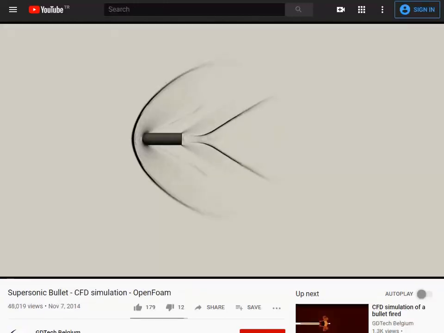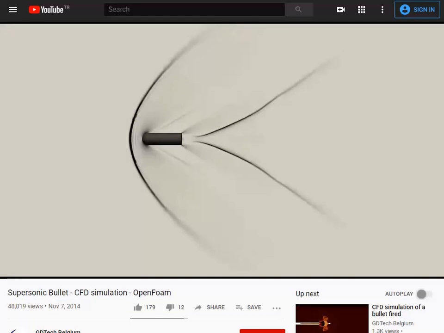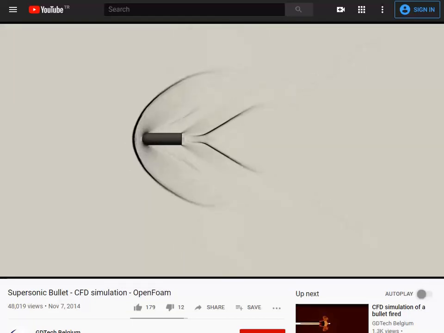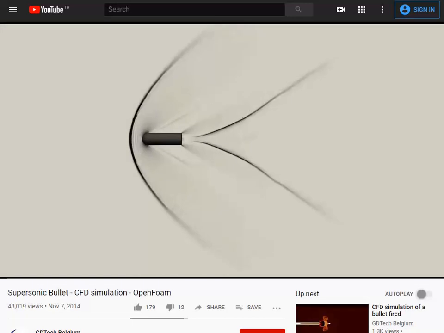And this one is a CFD simulation of the Mach 1.6 flow over a blunt-nosed bullet. Formation of the bow shock ahead of the bullet can be seen clearly.